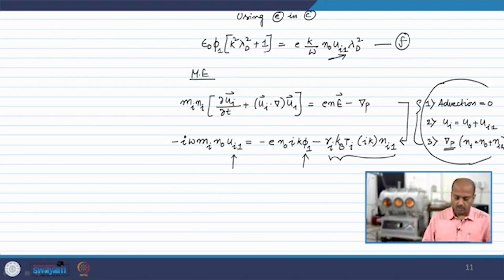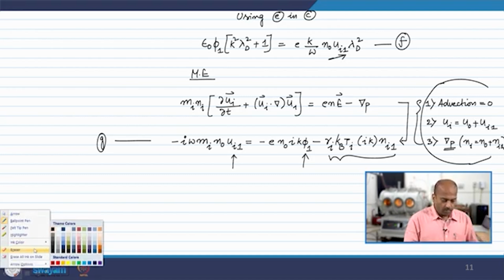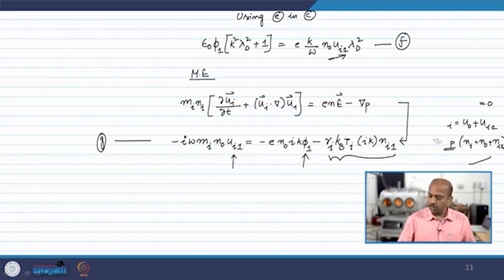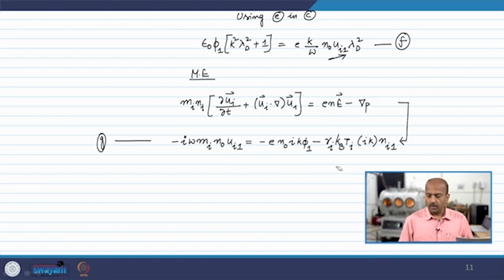Let's say we call this equation G. Let's not make the lecture notes clumsy, so we will remove all these things, because if you go back and see the lecture notes, it should be easy for you to understand. Right. Now we have equation number G.